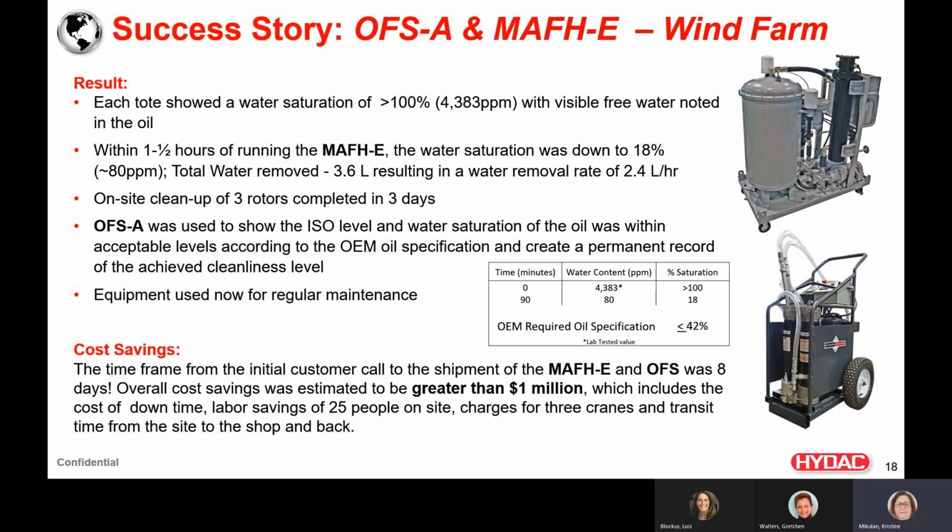Overall, the customer told us that we were able to save them $1 million. That $1 million included the cost of the downtime, the labor savings of 25 people on site, the charges for the 3 cranes that were on site to lift that rotor up onto the wind tower nacelle, and the transit time from the site to the shop and back. So just by a small rental opportunity was a very large cost savings for the customer.